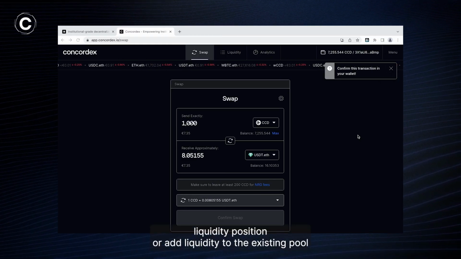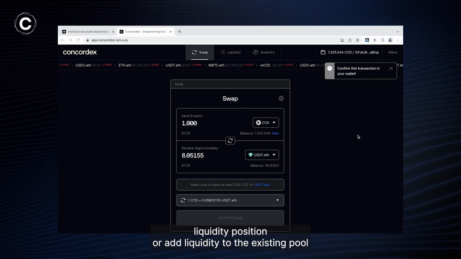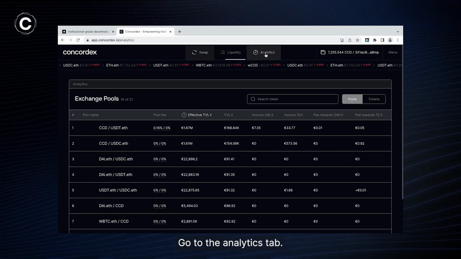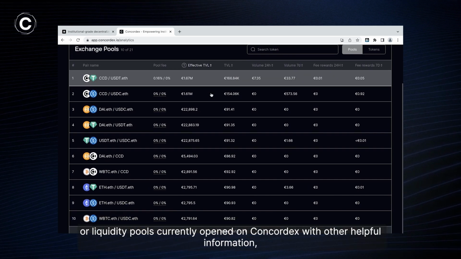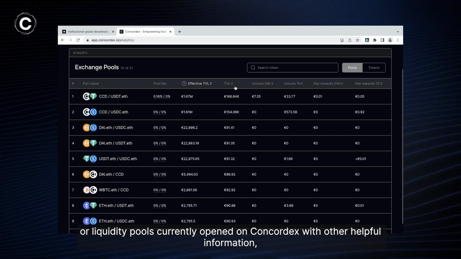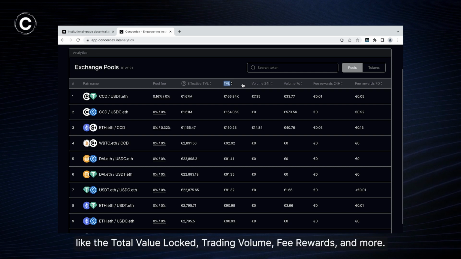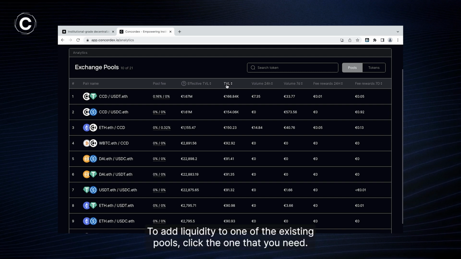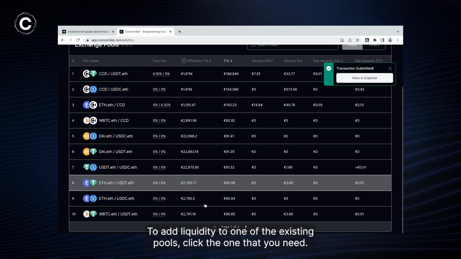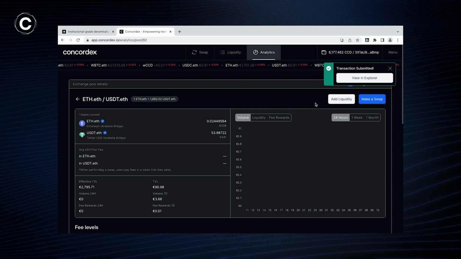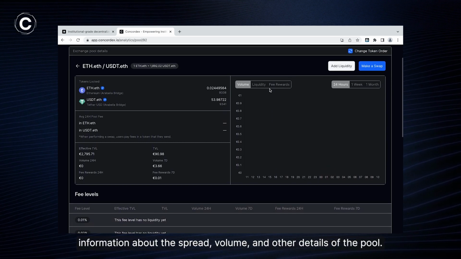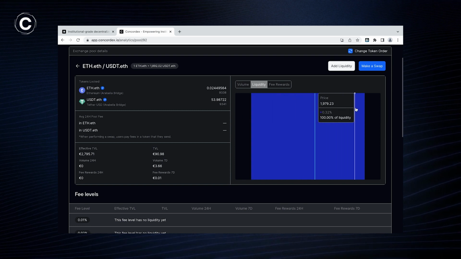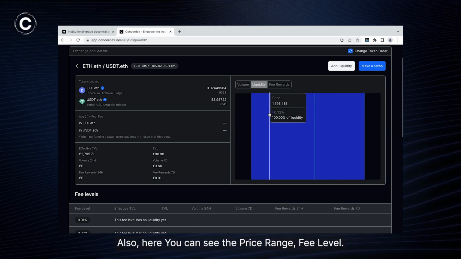How to open a liquidity position or add liquidity to an existing pool. Go to the Analytics tab. The Analytics window provides a list of the different exchange or liquidity pools currently open on Concordex with other helpful information, like the total value locked, trading volume, fee rewards, and more. To add liquidity to one of the existing pools, click the one that you need. This opens the Exchange Pool Details window, which provides information about the spread, volume, and other details of the pool. Also, here you can see the price range and fee level.